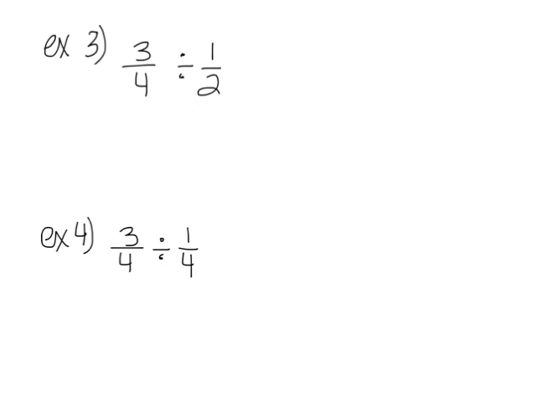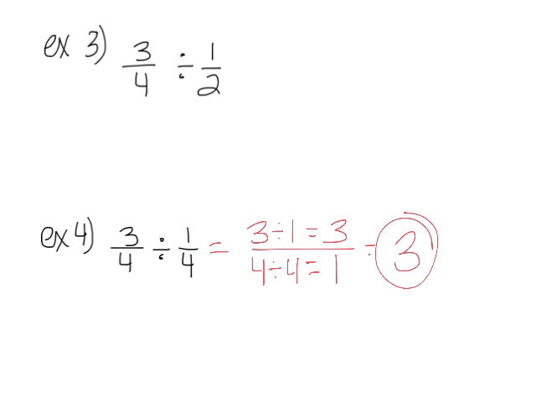For example number 4, I'm getting that 3 divided by 1 equals 3, and 4 divided by 4 equals 1. So I'm getting the final answer of 3. So 1/4 goes into 3/4 3 times.